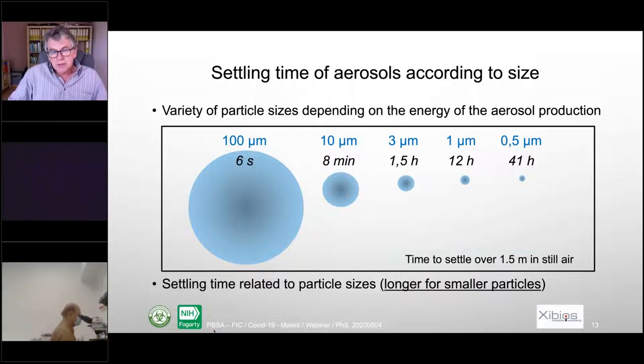In most cases, when you generate an aerosol, you will have droplets of different sizes. That means that part of it will settle rapidly and part of it will be able to stay in the air and then move depending on the airflows. So just remember that the largest ones will settle very rapidly and the smallest ones are likely to stay for a very long time in the air.